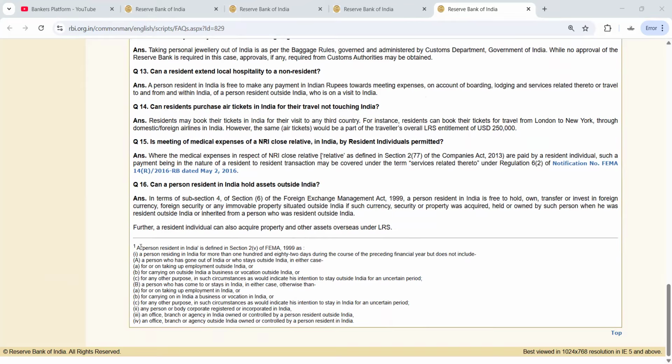Here they have given that a person resident in India is defined in section 2(v) of FEMA 99. So these are the points which define a person resident in India. Okay.